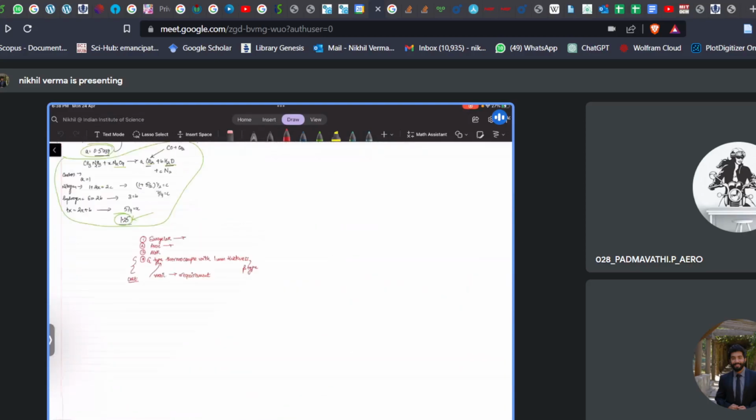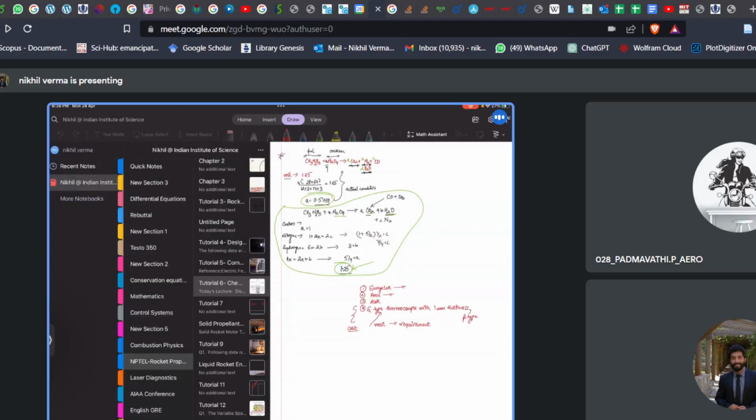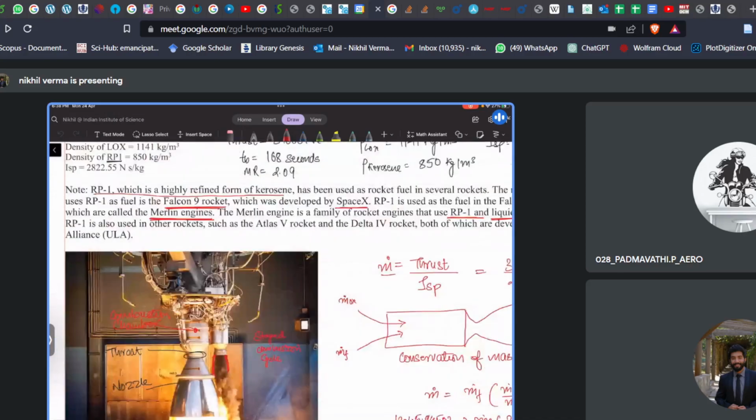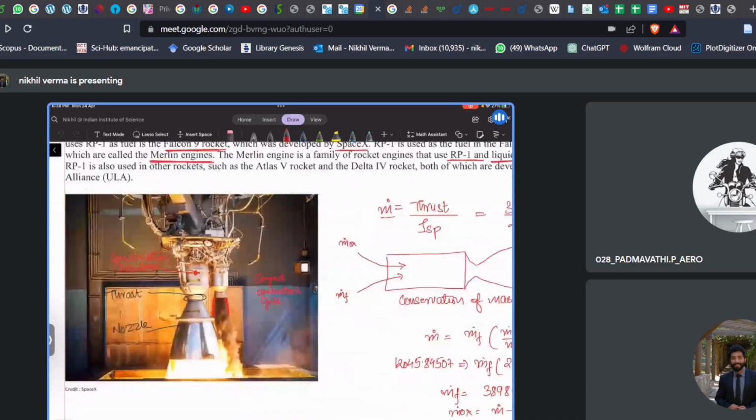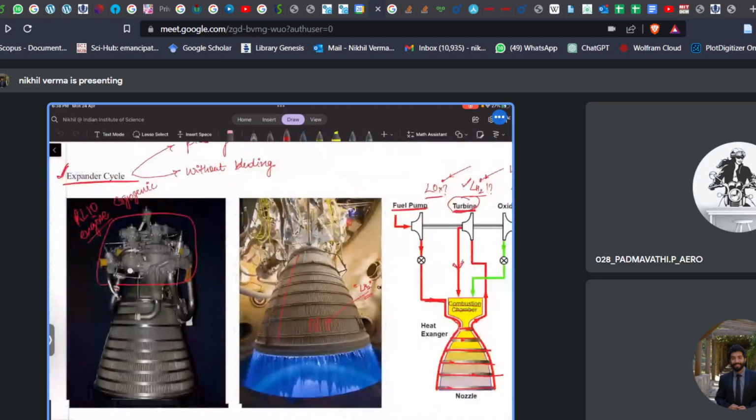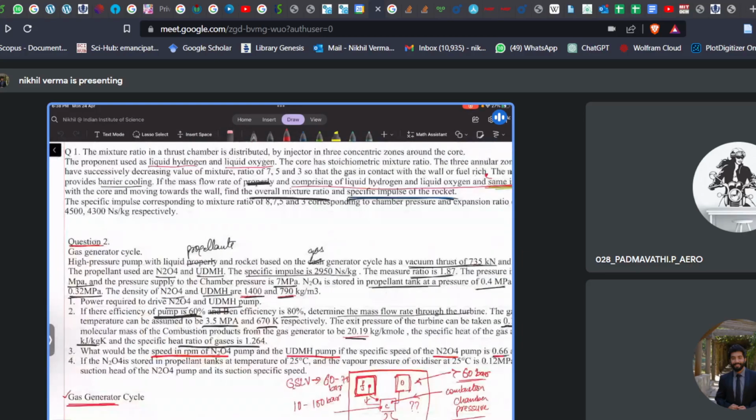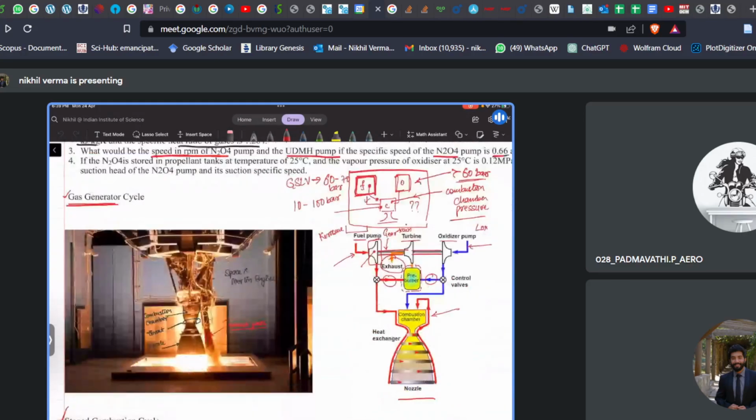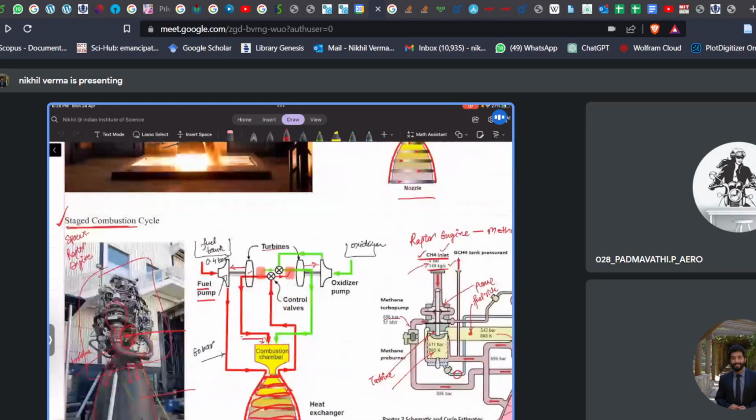In real life, it is done using a Gibbs free energy calculation. And we have seen how a liquid rocket engine is designed, and later we have seen how different types of cycles are used in liquid rocket engines, like the gas generator cycle, the staged combustion cycle, and the expander cycle.